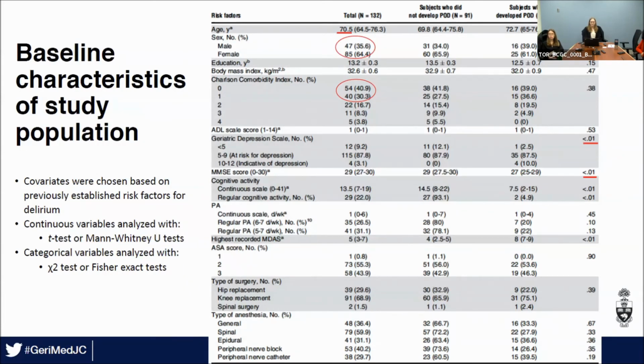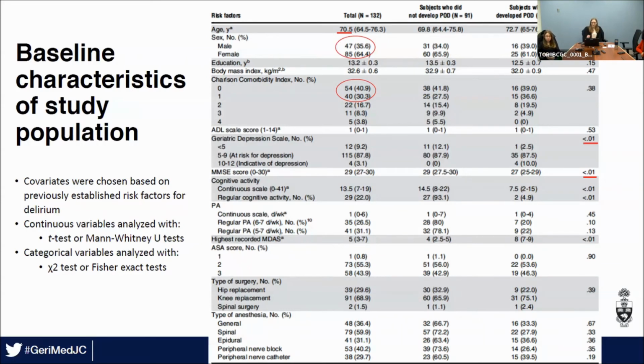They did find there was a significant difference when they looked at the geriatric depression scale. So you'll look at this line here. You'll see that people that scored less on the GDS had a decreased likelihood of developing delirium. And they found similar results when they looked at the mini mental state exam score. So people that had a higher score were less likely to develop delirium. And both of those were significant.